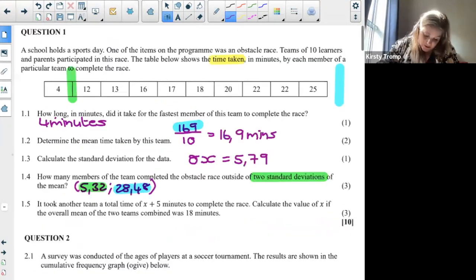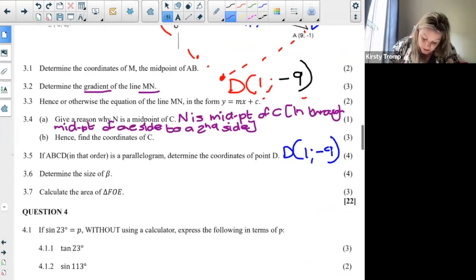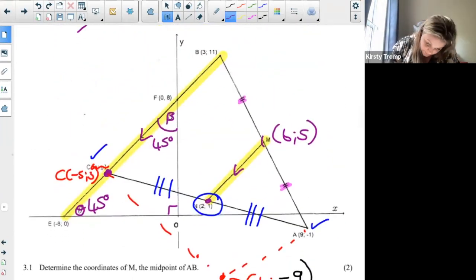All right, last one for this one. It says, calculate the area of triangle FOE. If we need the area of a triangle, it's half base times height. The base of this triangle goes from 0 to -8, so this is 8 units. The height of this triangle goes from 0 to 8, so this is 8 units.